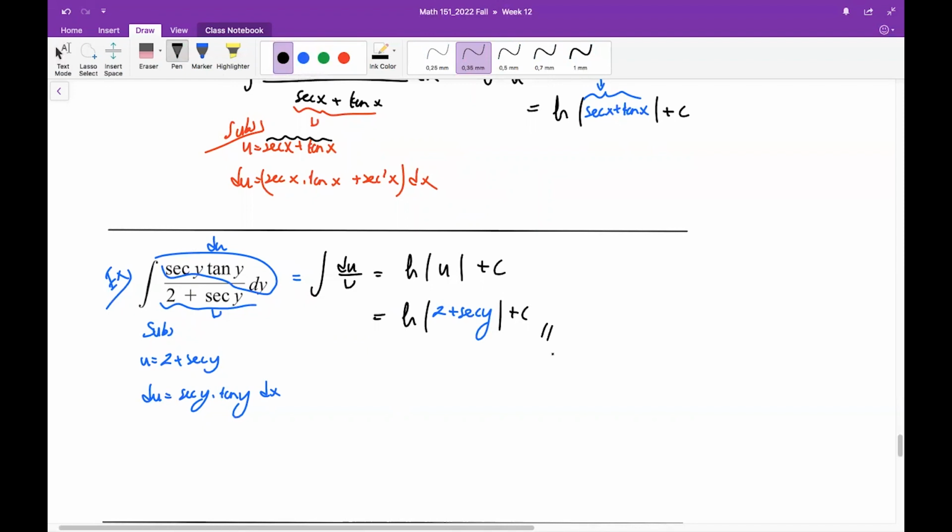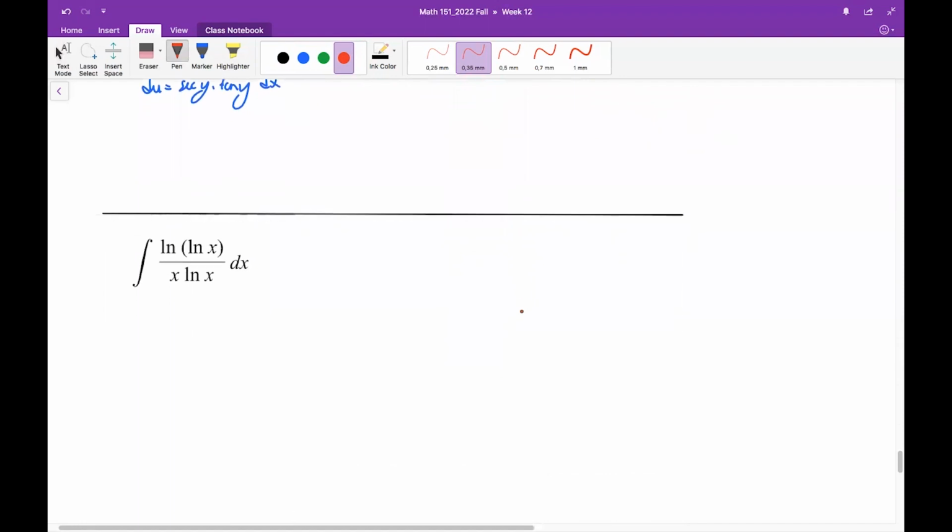So this is your result. Don't forget to turn back to your original variable, which was y, back substitution. Okay, next example, which is about ln's. So we will apply a substitution again. Okay, let's try this part. Let's see if it is working or not.